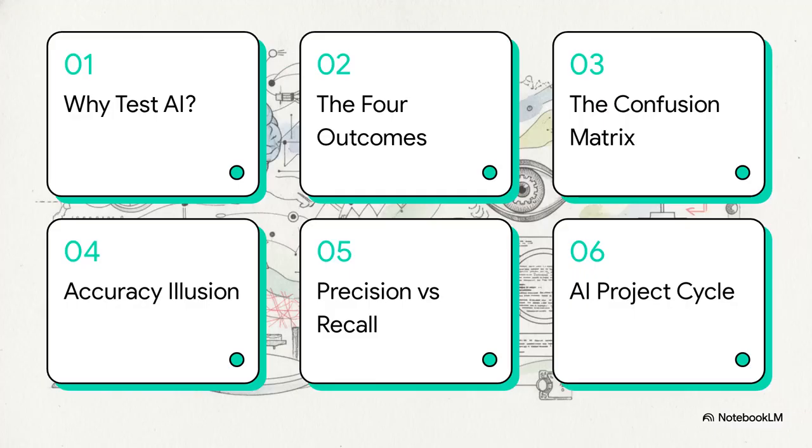To break this all down, here's our roadmap. We'll start with why we test AI, then look at the 4 possible outcomes, break down the confusion matrix, expose the accuracy illusion, compare precision versus recall, and finally, look at the whole AI project cycle.